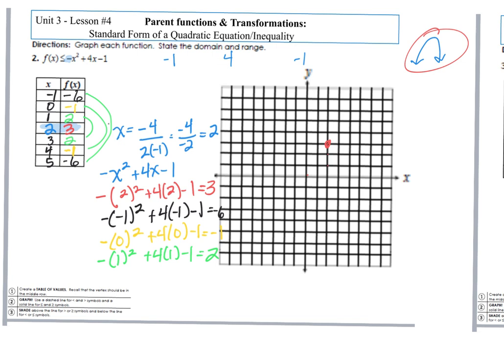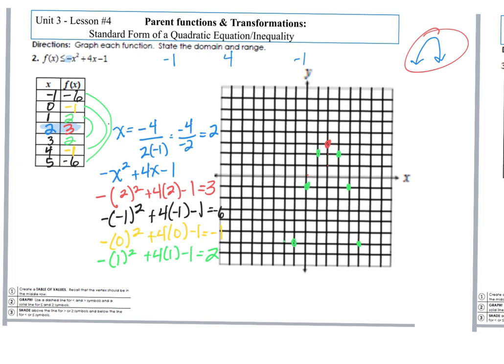When x is 1, y is 2. When x is 4, y is negative 1. And then on either side of that, we're going down to negative 6. Okay, and connect your points. But don't do that yet.